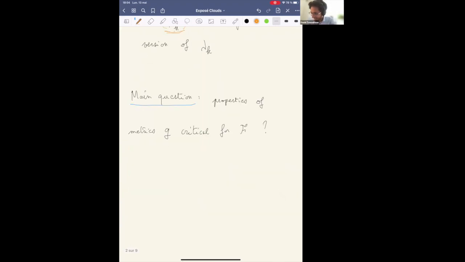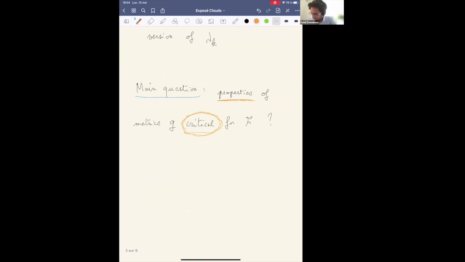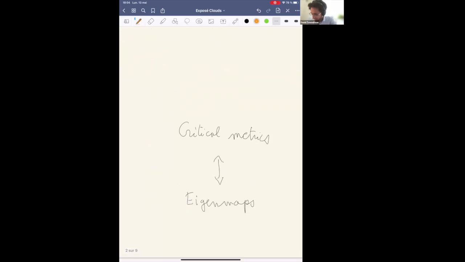And the main question, so where is the question? It is here. The main question is, what are the properties of the Riemannian metric g that are critical for this combination of rescaled eigenvalues? And it turns out, and most of you probably know, that critical metrics in classical contexts are related to eigenmaps.